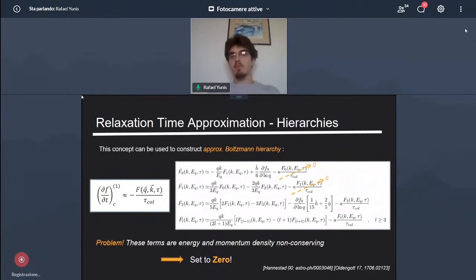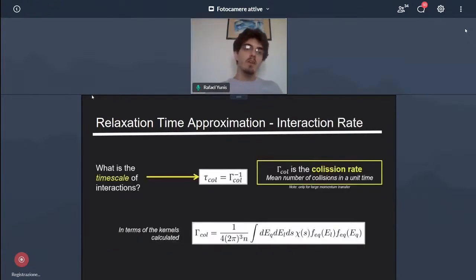This is the exact same Boltzmann hierarchy as for massive neutrinos, but with the addition of this collision term. Now, the zeroth and first collision terms do not conserve energy and momentum density, so we can set them to zero in order to solve these problems. This is sometimes referred to as the Lorentz model. Now, the time scale of the interactions would be simply the inverse of the collision rate, in this case in terms of the kernels calculated. This would have this neat little expression right here.